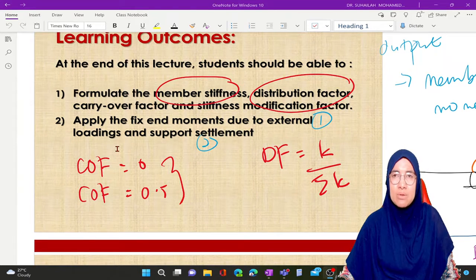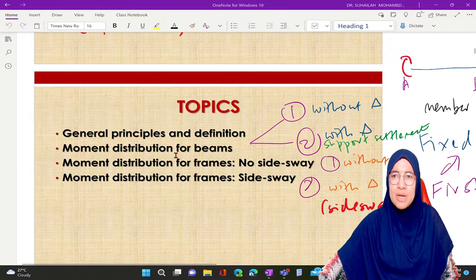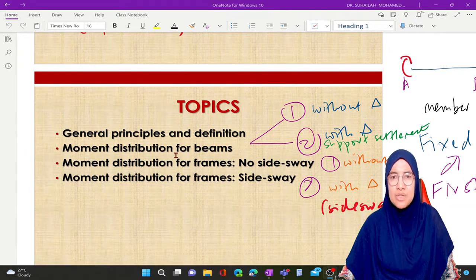So fixed end moment is actually based on two conditions. One is due to external loading and another one is due to delta. So for beam, delta is for support settlement effect. And for frame, delta normally caters to sideway frame analysis. Okay, so there are two values of carryover factor, considering far end conditions. So all this I have actually explained in my previous lecture on MDM beam last week. Okay, so the coverage, as I mentioned, beam has analysis without support settlement and with support settlement. So how to differentiate it? We differentiate it by using the FEM formula.